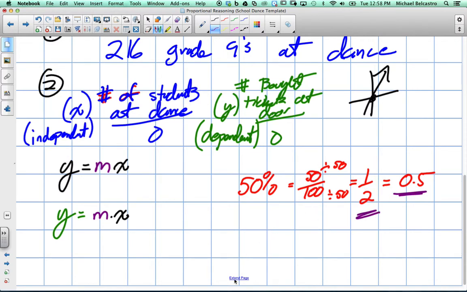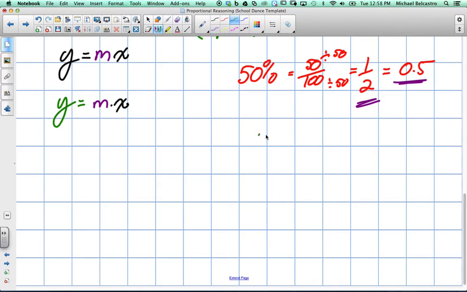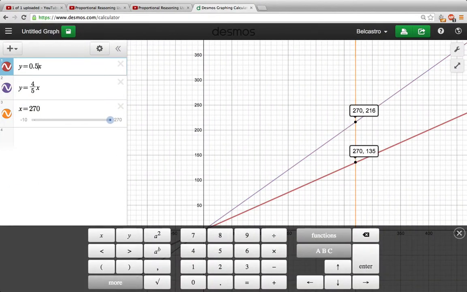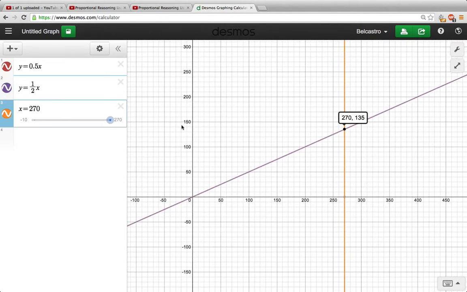Any are acceptable. So let's again write our two equations. Y, being students who bought tickets at the door, is equal to 0.5 times the number of students at the dance, or y is equal to our rate of 1 over 2 times our x. So let's plug those two equations into our software again. So we know it was 0.5 or 1 over 2. And again, if you notice, we don't need 270 this time. Our two lines are overlapping each other. So those are exact same rates.